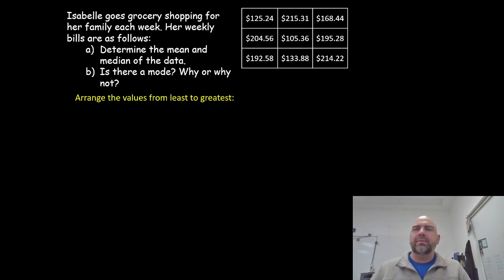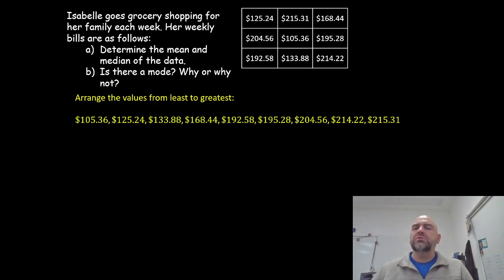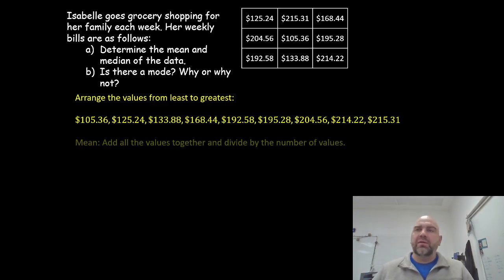What I'm going to recommend that you do is arrange the values from least to greatest. We need to do this for the median, and so we might as well have it for the mean as well. So here we go. We arrange them from least to greatest. Now there's a lot of numbers in there. So let's start off with the mean.